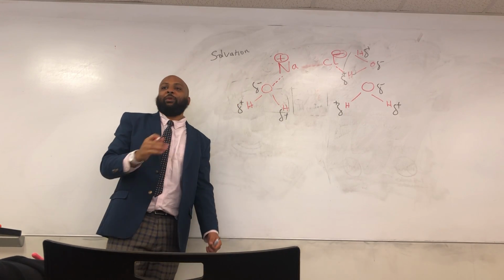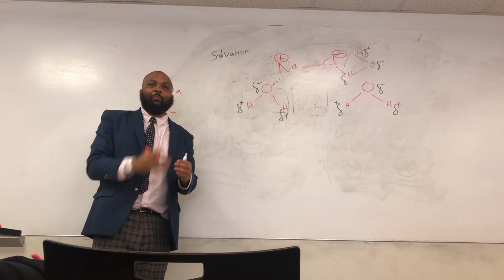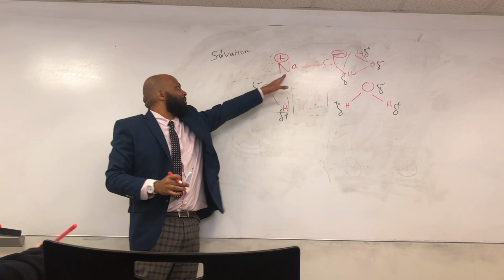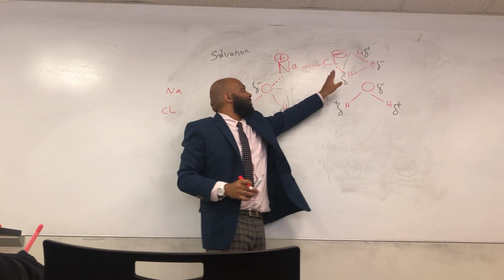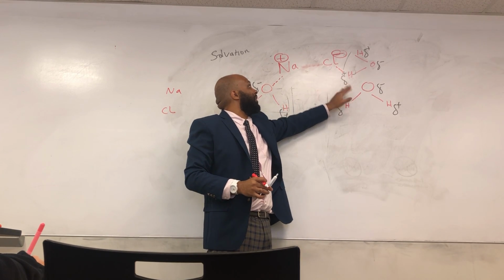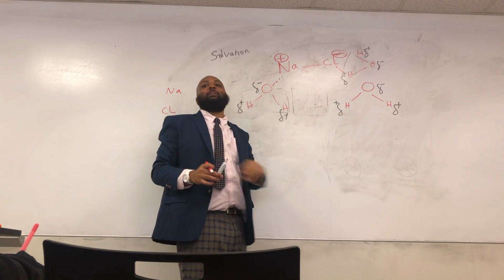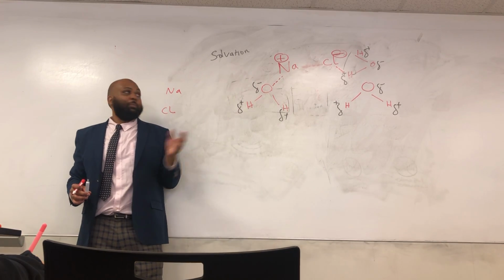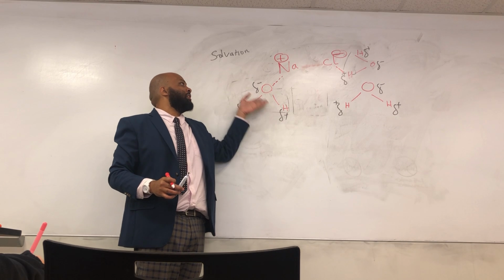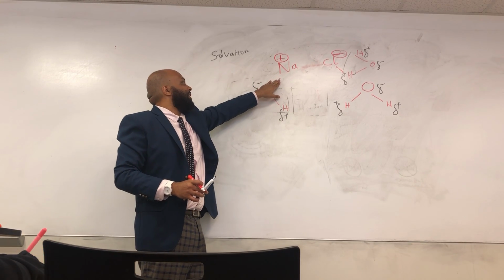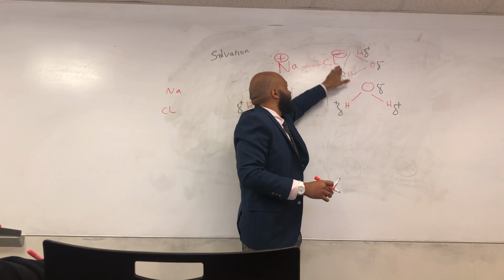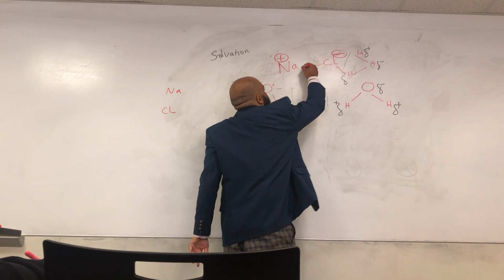That's how salt disappears. Salt disappears because the positive sodium is going to go to the negative oxygen, and the chloride is going to go to the positive hydrogen. That's how we break the bond, and now they disappear. But when I boil the water and the water evaporates, the bond between oxygen and sodium is going to disappear, and then this bond is going to return again.